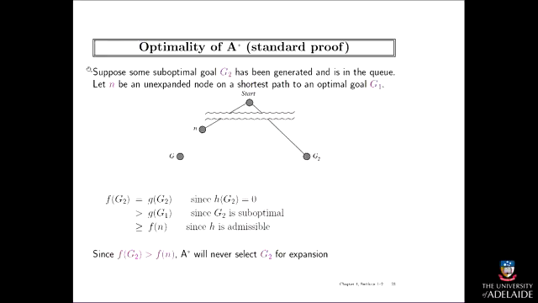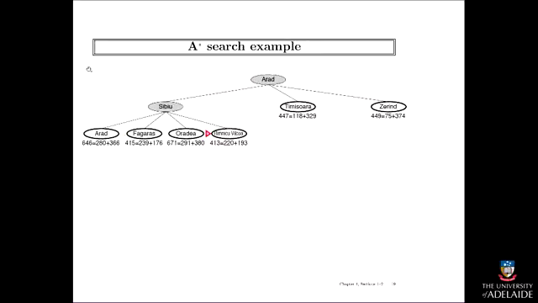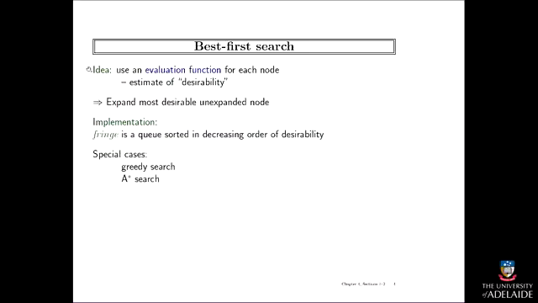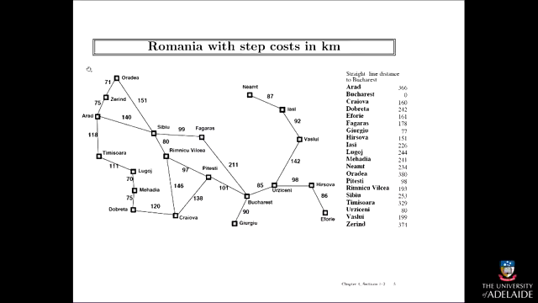Yeah. How would A star work in that infinite loop example you gave for greedy search? So what's going to happen if we go back to here? Suppose we start here and we move to Zerind. So that seems like a good move, and that's in fact the move that A star would make in that first instance. Now A star says, what can I expand? Well, I can expand to Neamt, or I can expand to Vaslui.